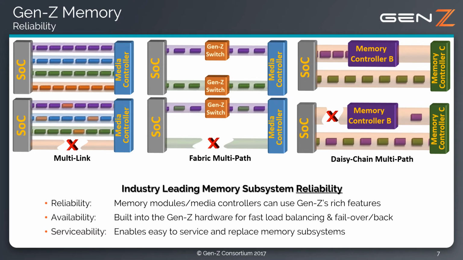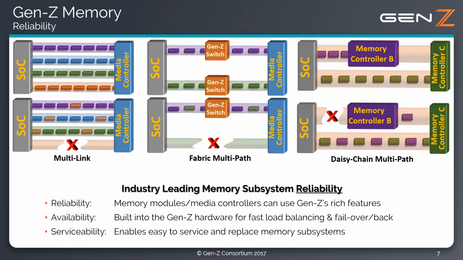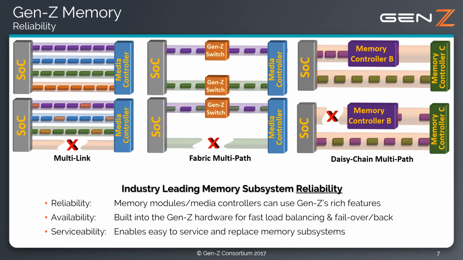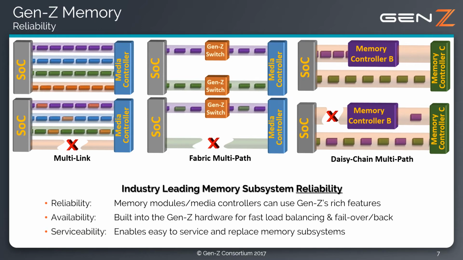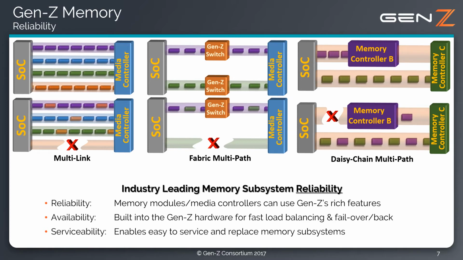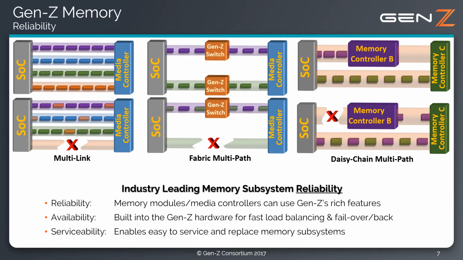Gen Z's multi-link, multipath, and daisy chain features enable levels of reliability not seen in memory interconnects available today. More information about Gen Z's reliability features can be found in a video tutorial entitled The Gen Z Tenets, as well as from the Gen Z core specification publicly available from the Gen Z Consortium website.